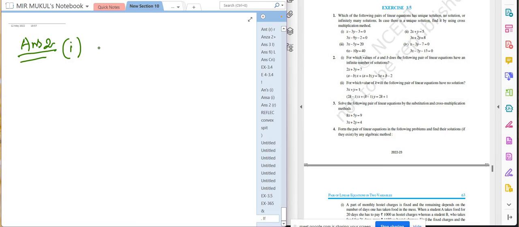So a1 by a2 is equal to b1 by b2, and that is also equal to c1 by c2. That means all the coefficients are equal. If all ratios are equal, then there are infinitely many solutions.